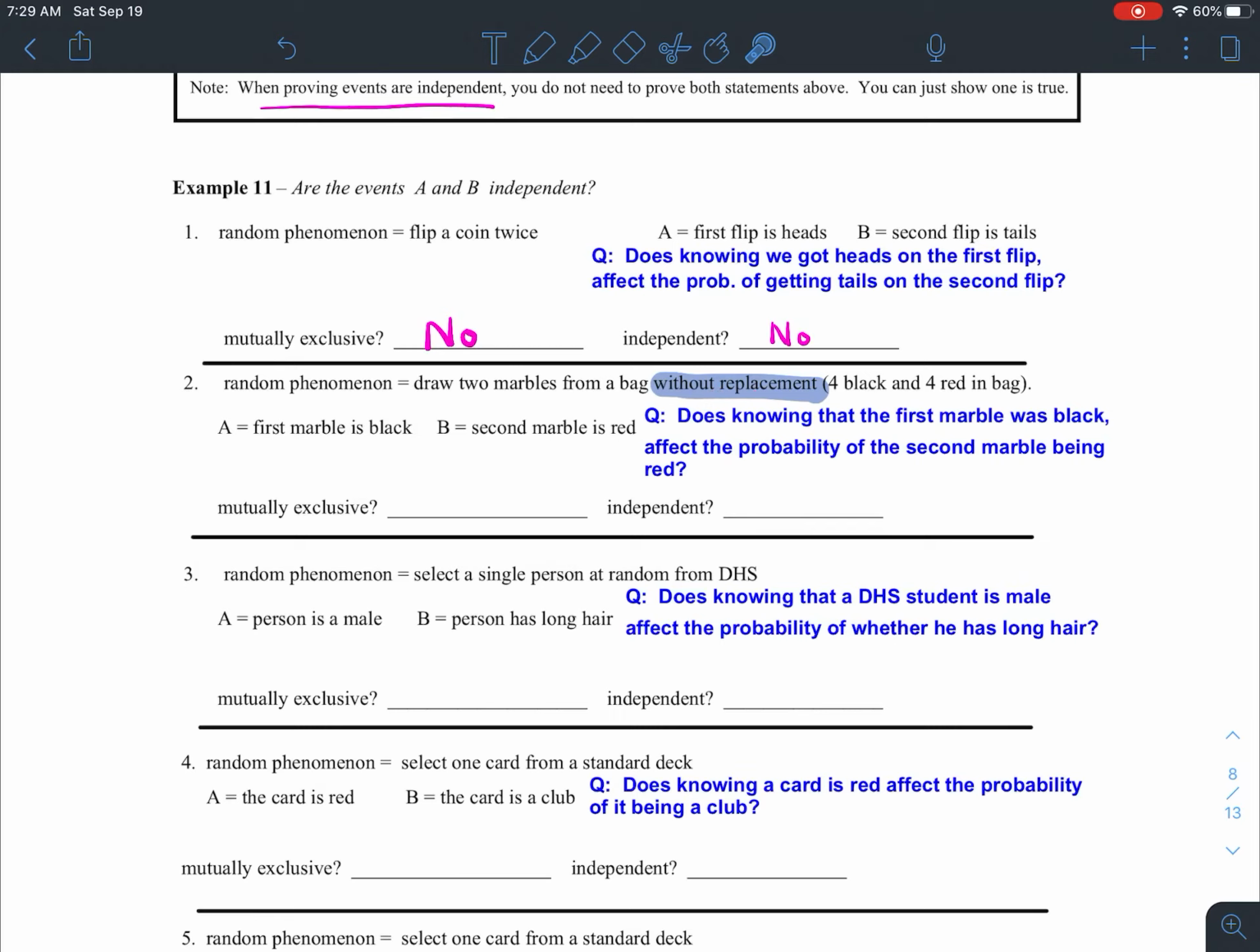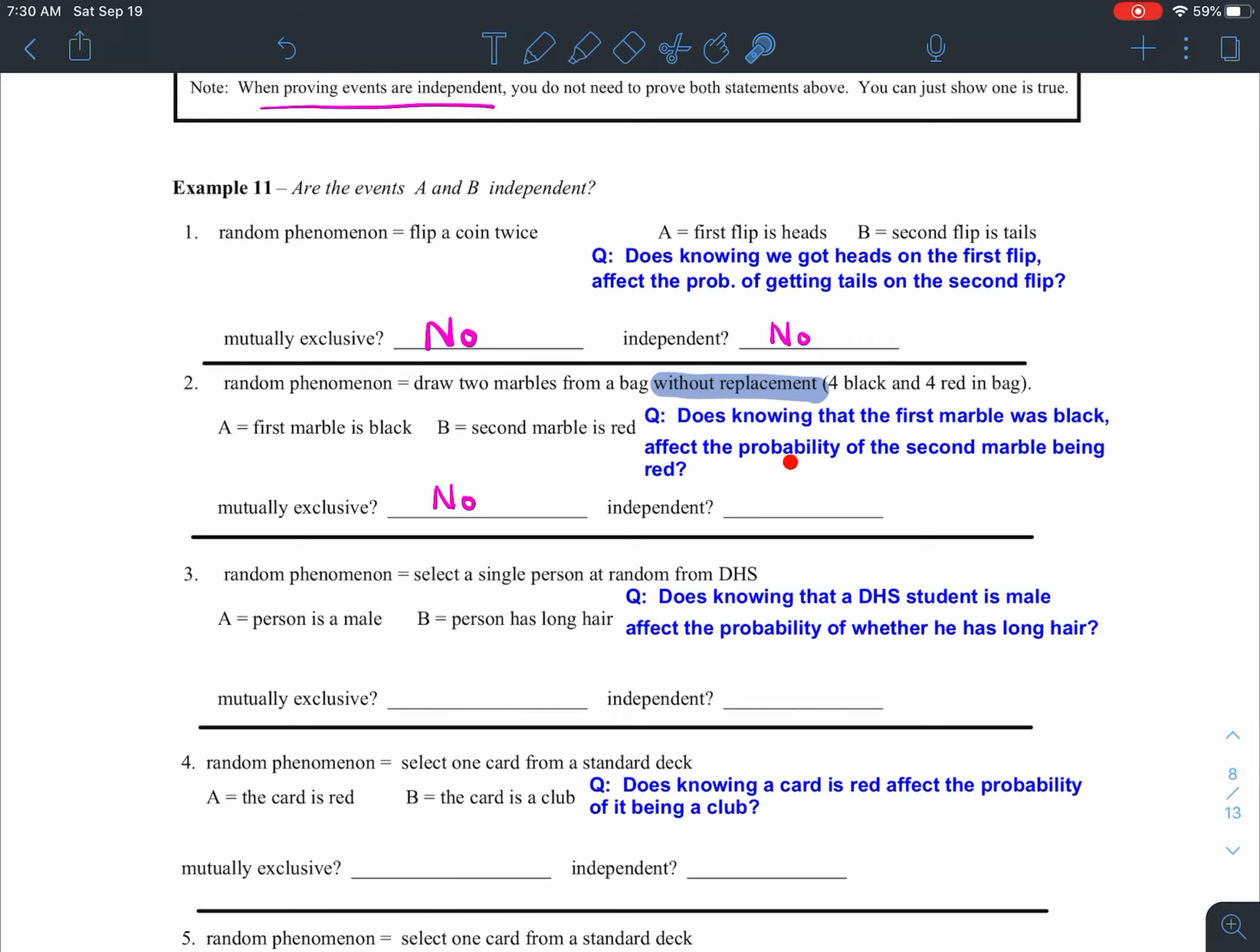The random phenomenon is drawing 2 marbles from a bag, but we are not replacing the marbles, okay? So when you pull the first marble out, it stays out when you reach in the bag and select a second marble. It mentions here 4 of the marbles are black and 4 are red. Event A is defined as the first marble being black. Event B is the second marble is red. Okay, so the question is, are these events mutually exclusive? Could we select first a black marble and second a red marble? Yes, we could do that. That means these events are not mutually exclusive.